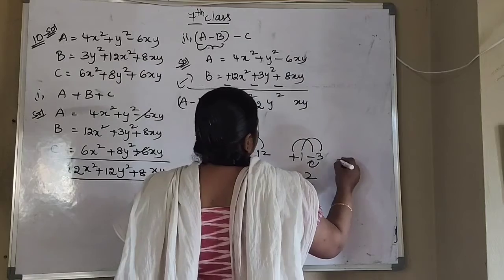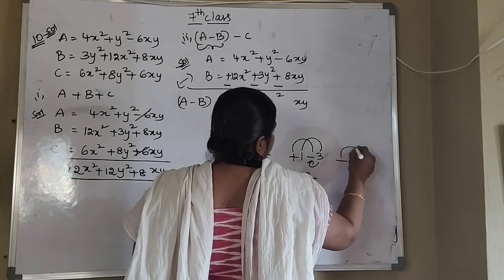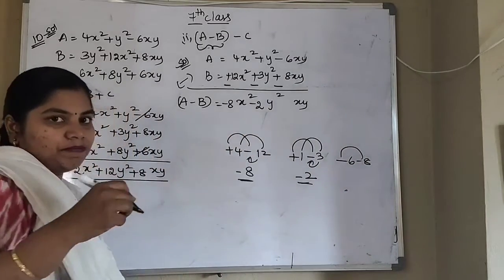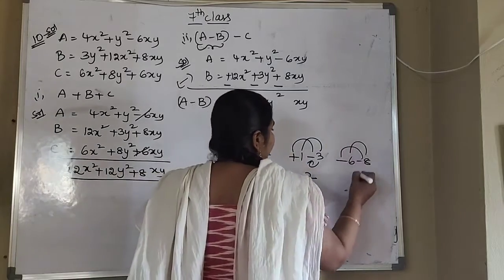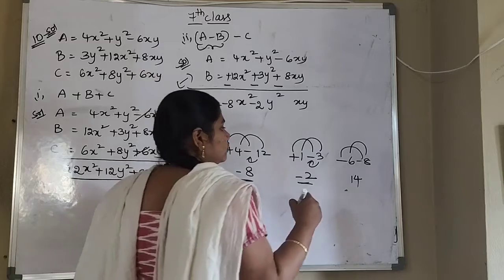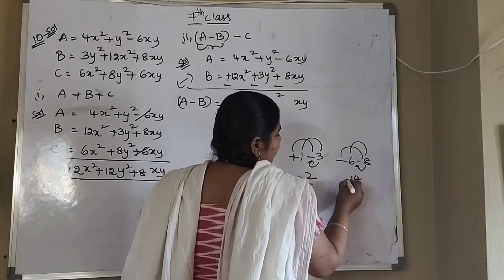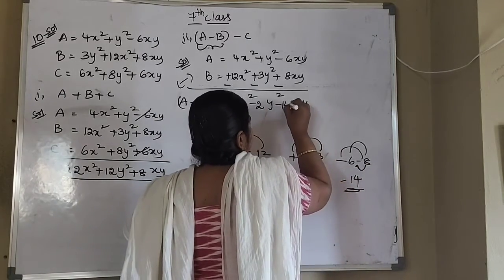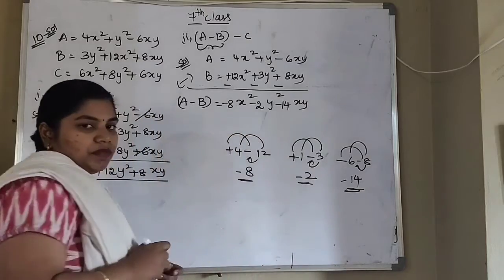And in this case, minus 6 minus 8. Minus into minus is plus. So 6 plus 8 will be 14. Okay, bigger number sign is minus. So here it will be minus 14xy.